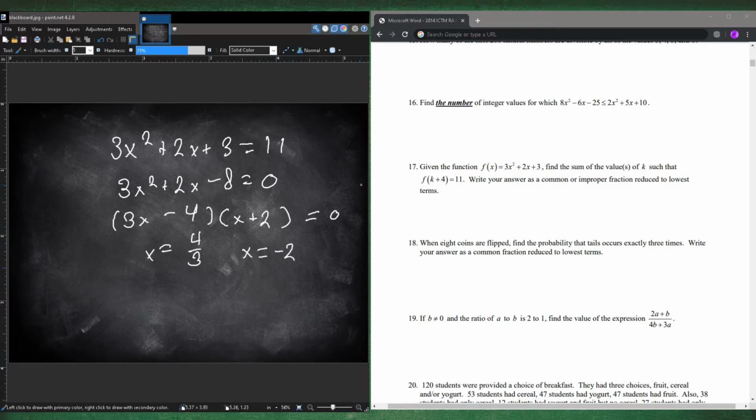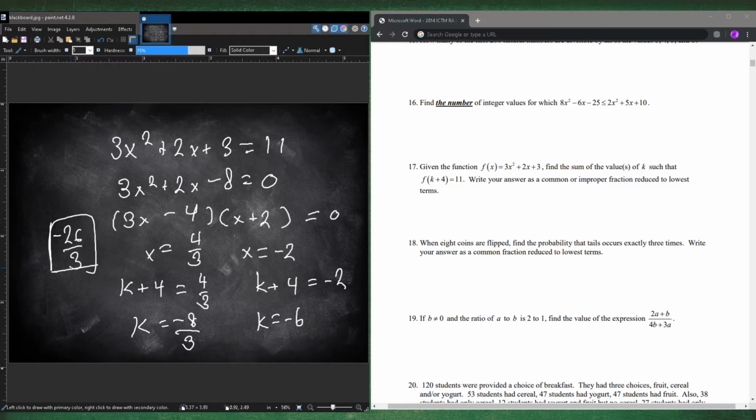So we need k plus 4 to equal x. So k plus 4 is equal to 4 over 3. K plus 4 is equal to negative 2. So k is equal to minus 4, so that's minus 12 over 3. Oops, minus 12. Sorry, minus 8. And this one's minus 6. So the sum is negative 6 plus negative 8 over 3, so that's negative 18, so that's negative 26. So our answer for number 17 is negative 26 over 3.